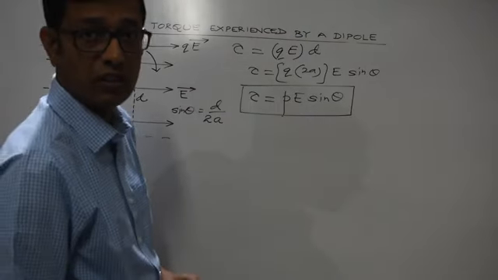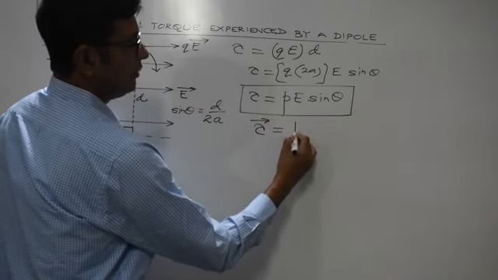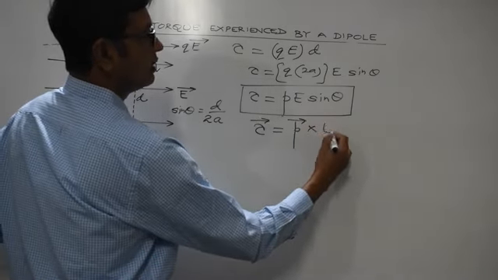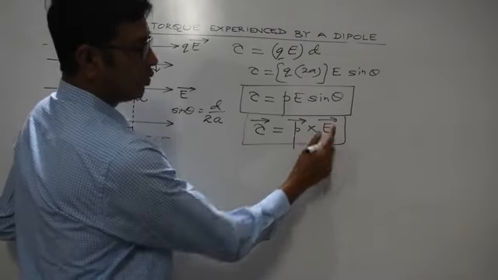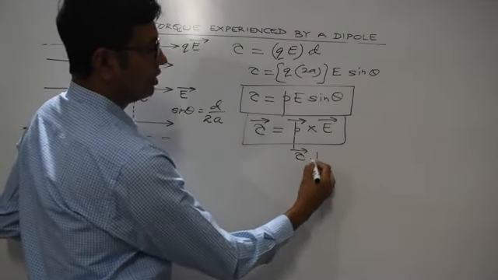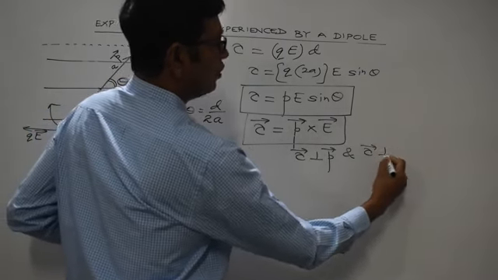Torque is a vector quantity, so it can be represented in vector form like this. It is given by the vector product of the dipole moment and the electric field vector. Now, using the properties of the vector product, we can safely conclude that torque is perpendicular to the p vector as well as perpendicular to the E vector.